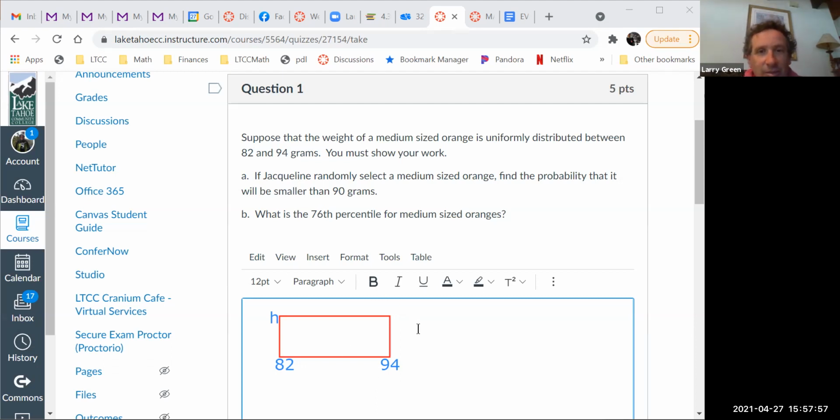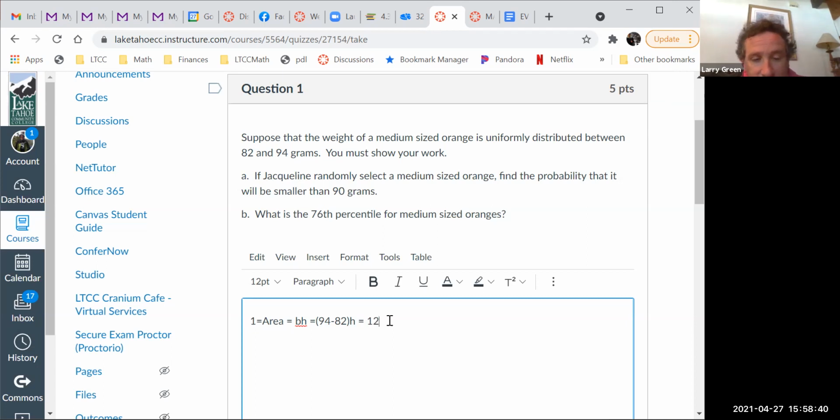I'm using Zoom and Canvas combined. It doesn't work so well, so I'm going to clear this, but hopefully you can remember it. Now we can write down area equals base times height. 1 is the area, the base was 94 minus 82, and the height is h. So 94 minus 82 is 12, so 12h equals 1. If 12h equals 1, what does h equal? 1 over 12. Yeah, 1 over 12. Any questions on that piece?